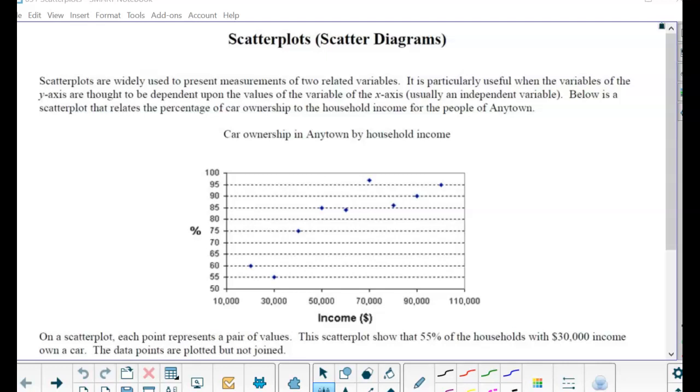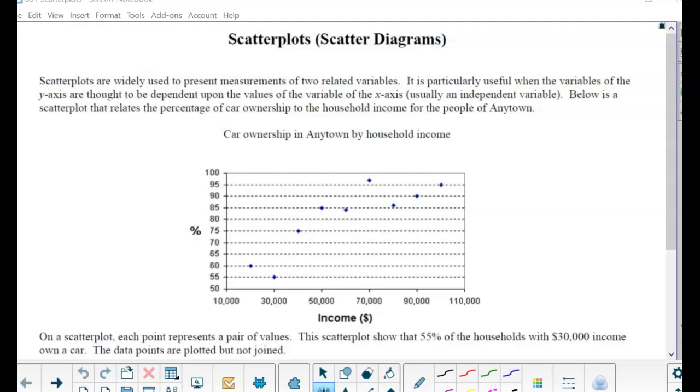Okay, so you can see that it's not forming a straight line, but as income increases, the percent of car ownership increases, right? And it kind of makes sense. You need money to have a car. So the more money you make, maybe the greater percentage of ownership of cars.